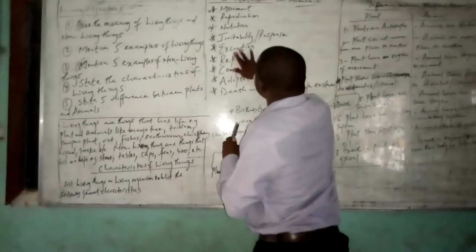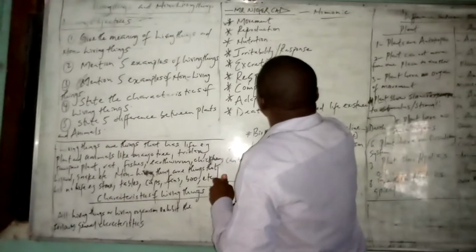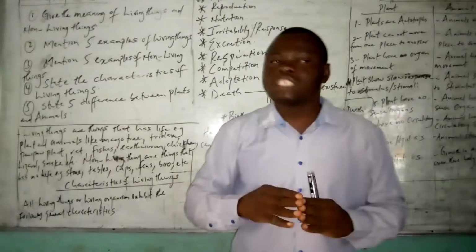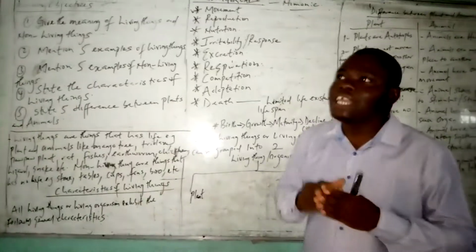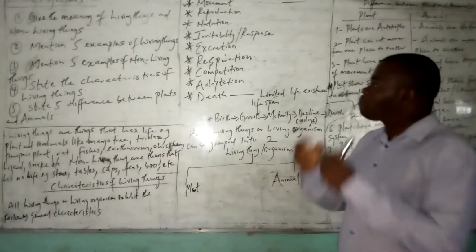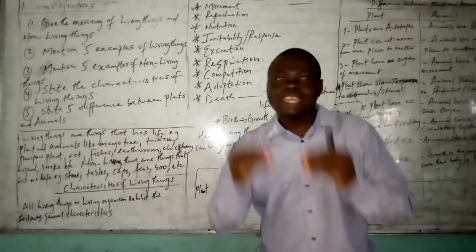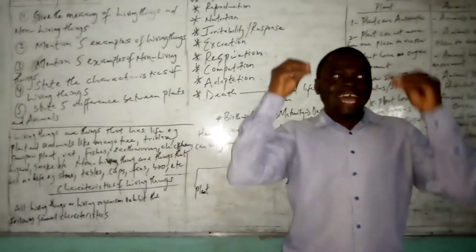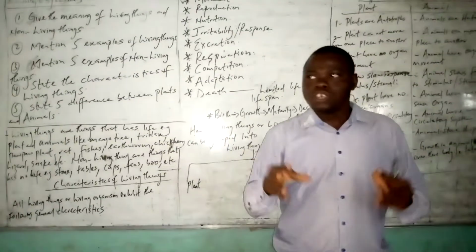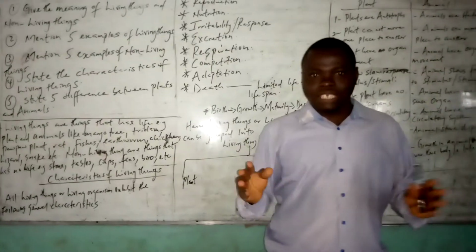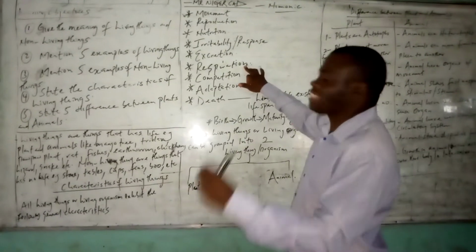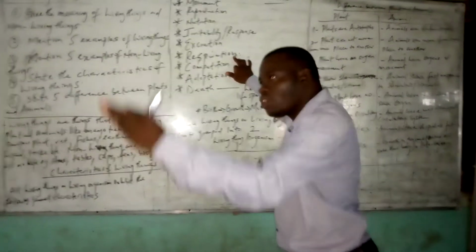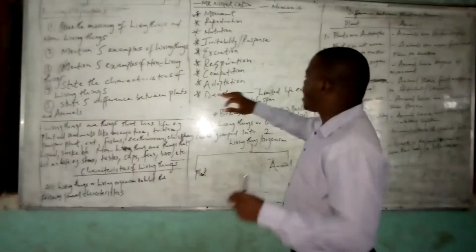Now, this one is respiration. Respiration is the process by which living organisms exchange gases between themselves and their environment. That is, breathing in and breathing out. All living organisms need oxygen to sustain their life. Without oxygen, living organisms cannot exist. Therefore, before you can say that an organism is a living organism, it must be able to breathe in oxygen and breathe out carbon dioxide.